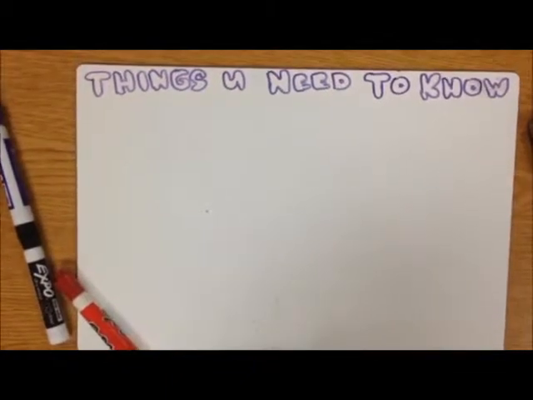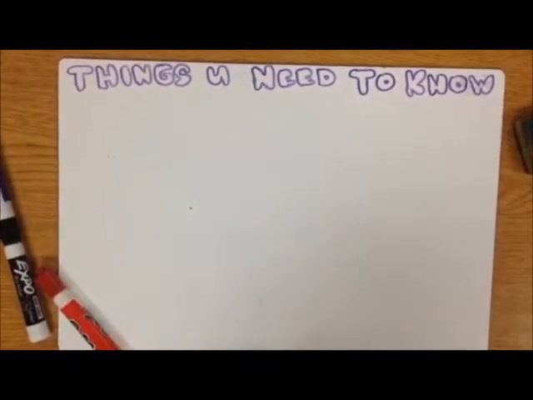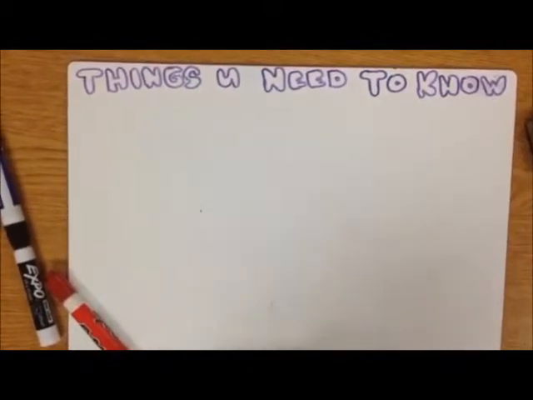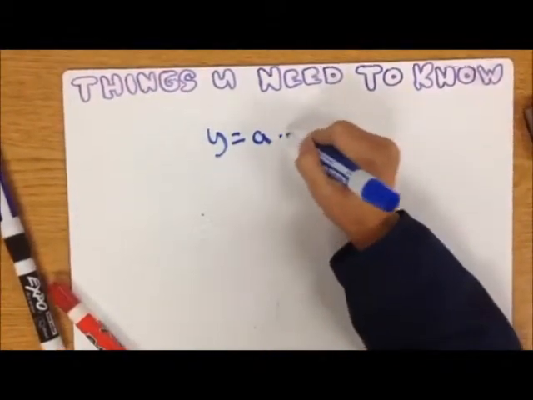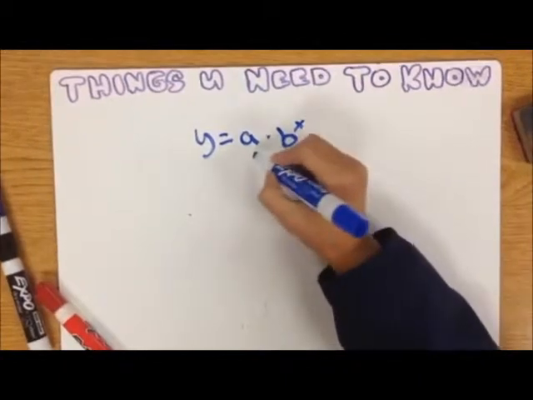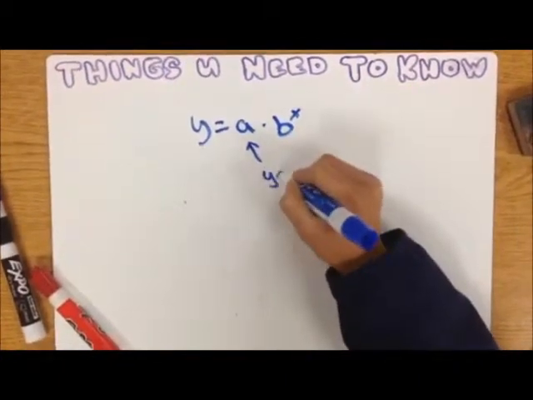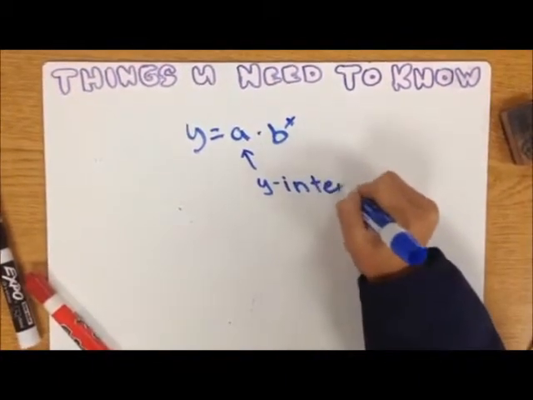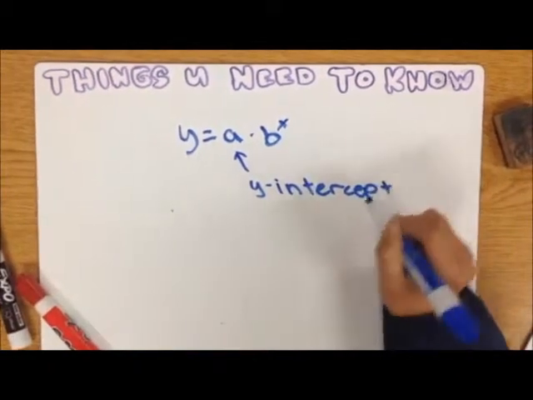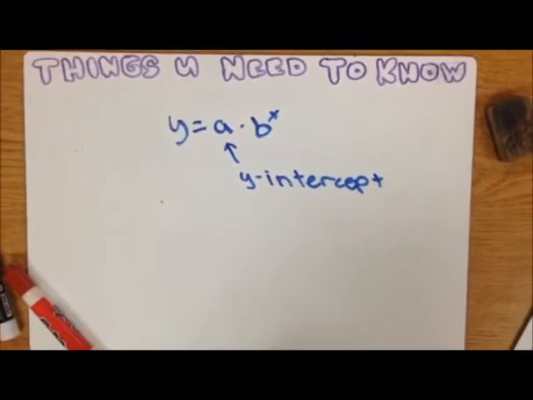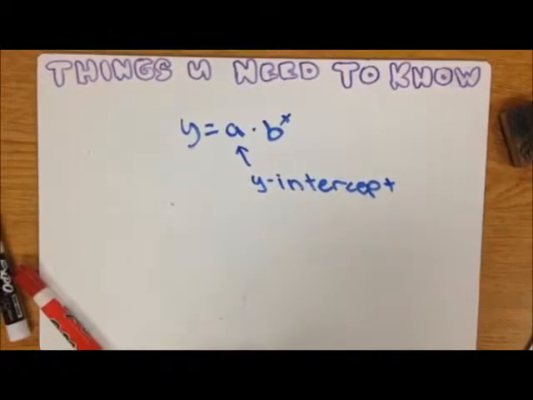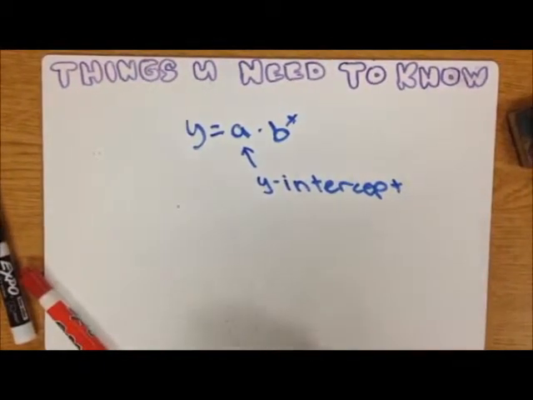Let's get started. Here are some things you need to know in order to simplify exponential functions. Exponential functions are always in the form of y equals a times b to the power of x. A equals the y-intercept always. The horizontal asymptote of all exponential functions is y equals 0. So on the x-axis, it will never hit 0.